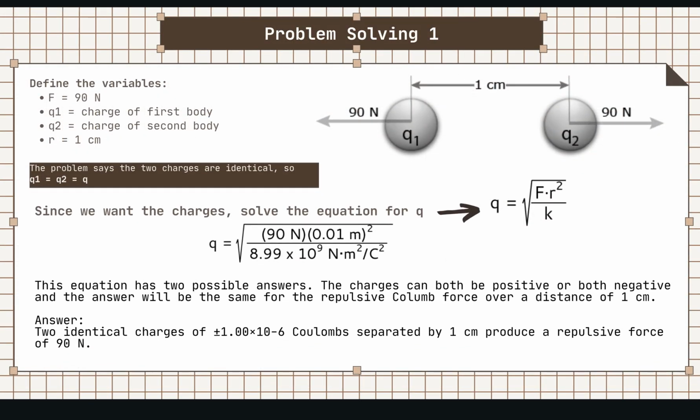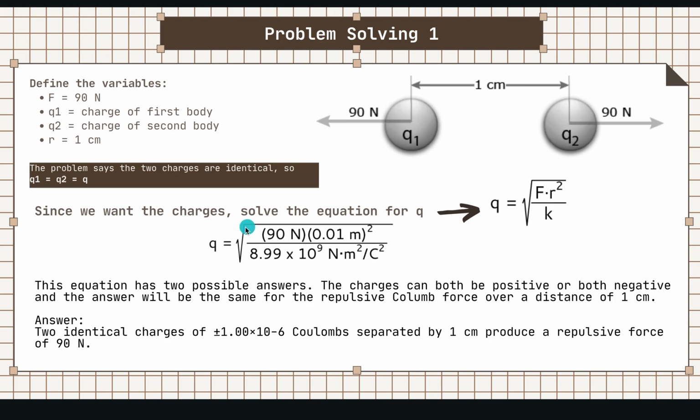For the first problem solving, we have a picture on the top right, and we define some of the variables. We have F, Q1, which is the charge of the first body, Q2, which is the charge of the second body, and R, which is the distance between these two. The problem says that the two charges are identical, so Q1 equals Q2.